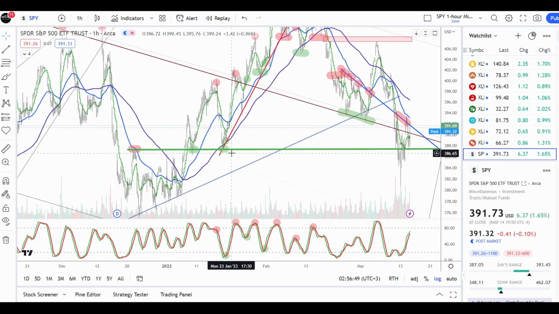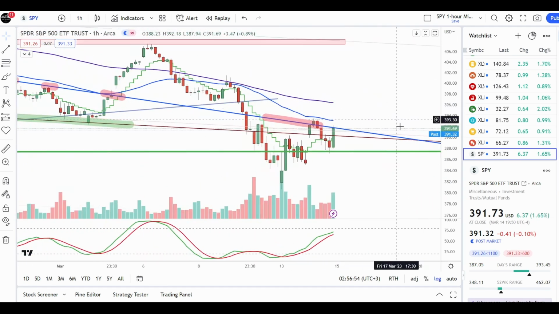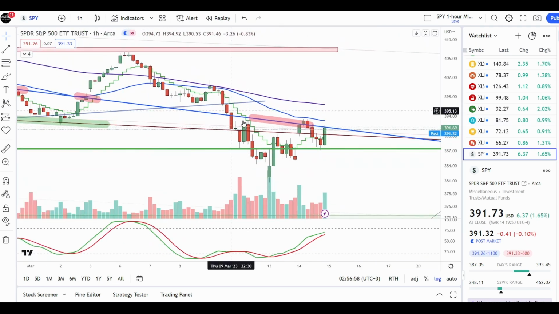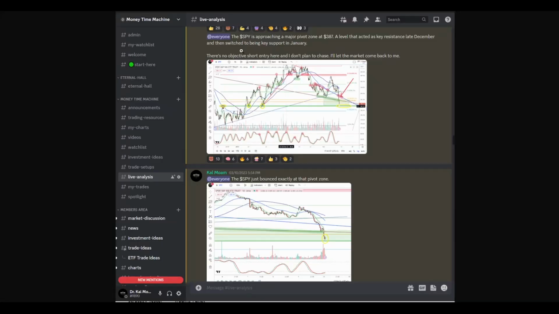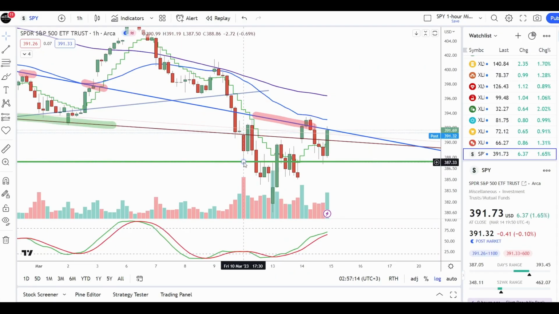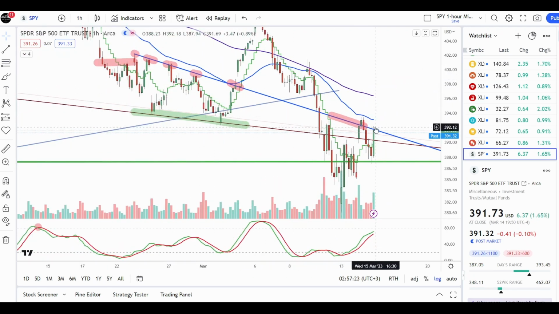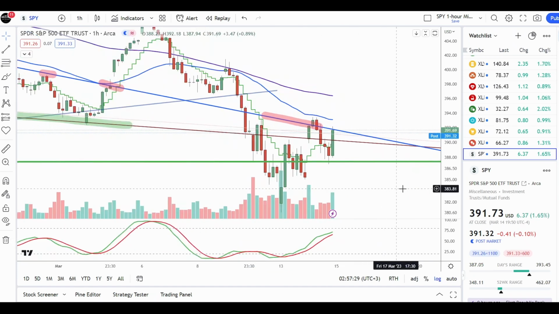Prior resistance, support. It's a key pivot zone. We hit it, then we bounced back. We got a perfect rejection off the fast moving average. We made a new low, we recaptured that zone, and then we rallied back to this major resistance zone. Here it is, guys. The SPY is approaching a major pivot zone at 387. It bounced exactly at that zone, found resistance near this prior resistance line. This will likely continue to act as resistance, as it did so again today.